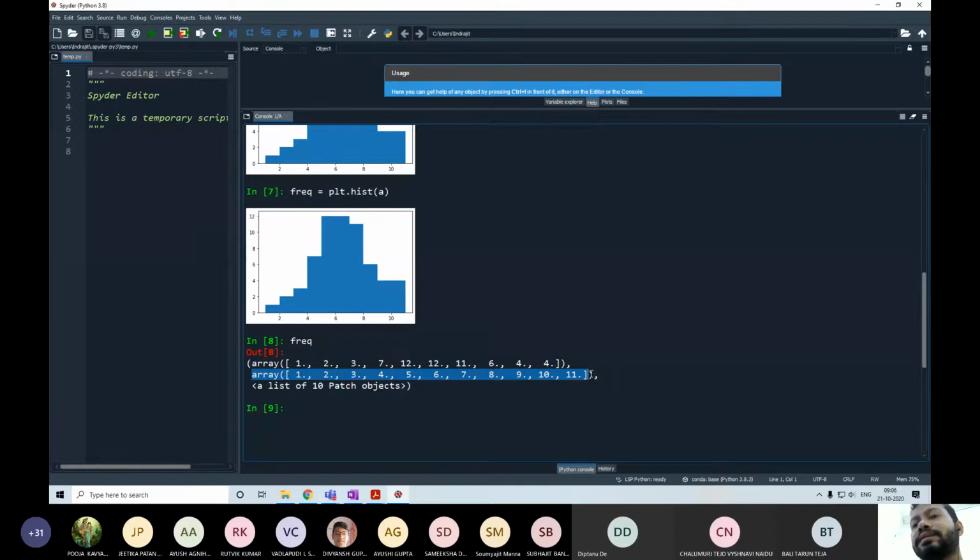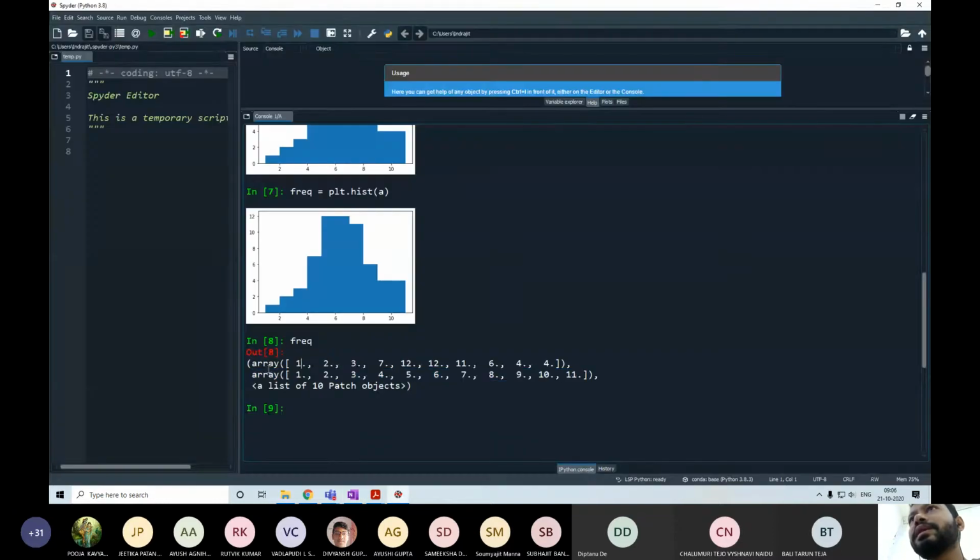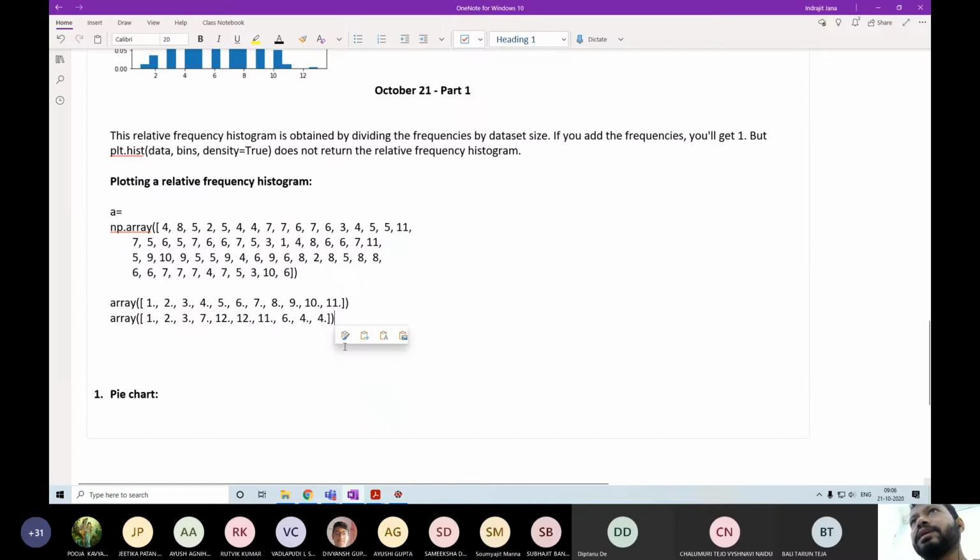Let me copy this and paste it here. So this is one array, and the second array is, actually I wrote it in the reverse order. So what are these two? The first one is basically the endpoints of the class intervals, and the second one is the frequency of each class.